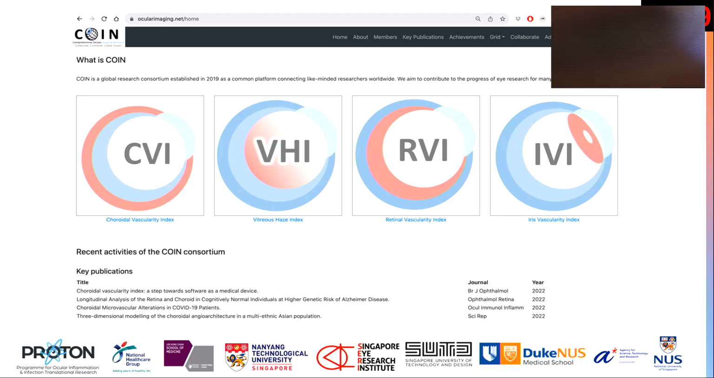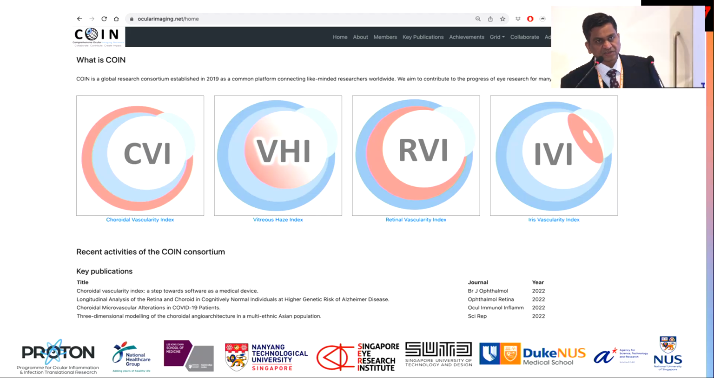But because Zeiss told us that we cannot do that, we thought we would set up our own ARI network, the Advanced Retinal Imaging Network. We already had our own network by that time called COIN. COIN is the Comprehensive Ocular Imaging Network. But when you talk about a collaborative platform, you cannot be just having a choroid.